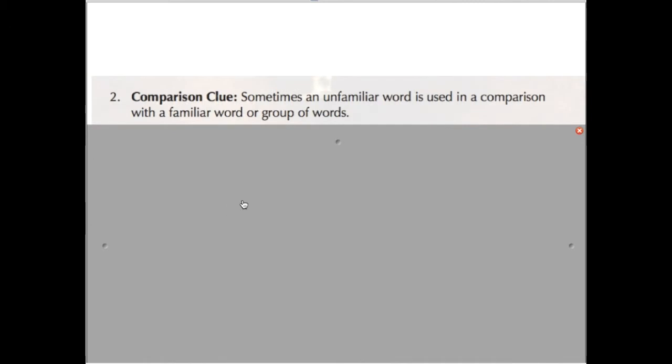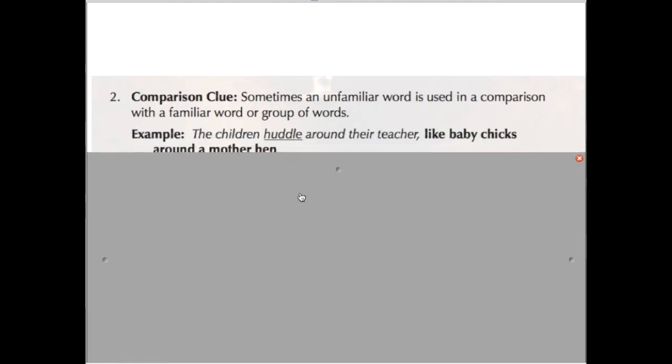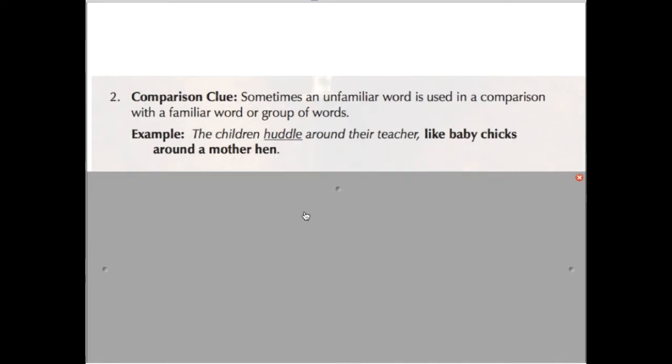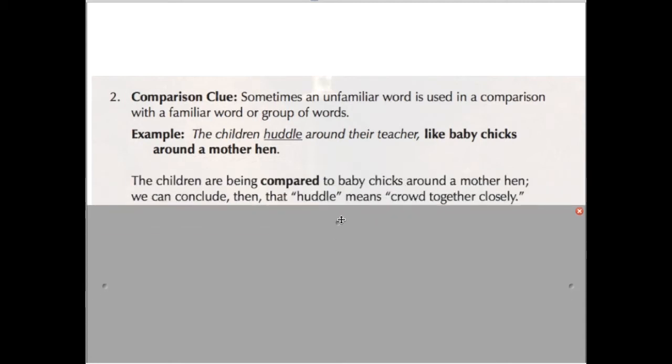The next type of context clue we can look for is comparison clue. Sometimes an unfamiliar word is used in a comparison with familiar word or groups of words. The author gives us these hints to help us with that unknown word. For example, the children huddle around their teacher like baby chicks around a mother hen. The children are being compared to baby chicks around a mother hen. We can conclude then that huddle means to crowd together closely.